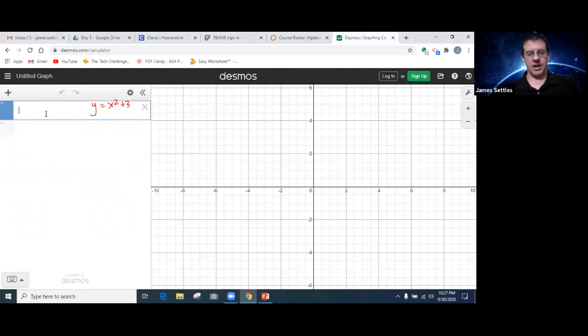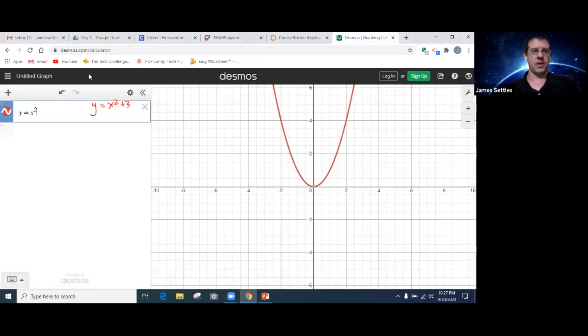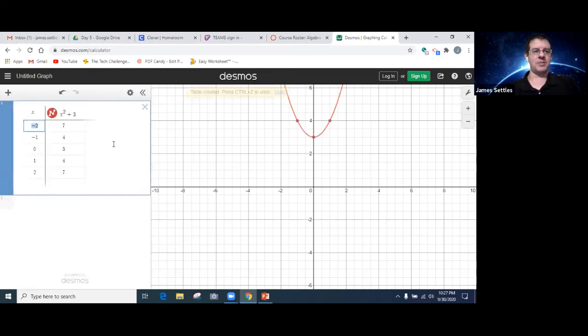So we got y equals x, and then remember to get the squared, you have to click this, squared, there you go, and then you can get rid of it. All right, and then plus 3, so plus, make sure your mouse is back in there, plus 3. All right, so if you remember, we decided that we would not hit enter. We're just going to leave this here, and then we'll hit the gear, and then it brings up the table.